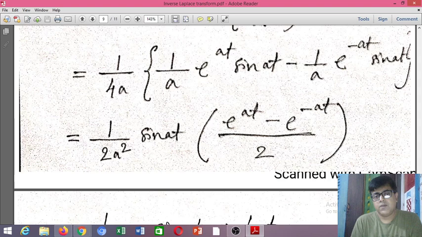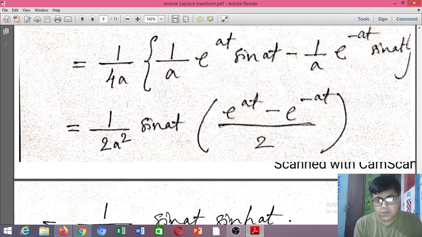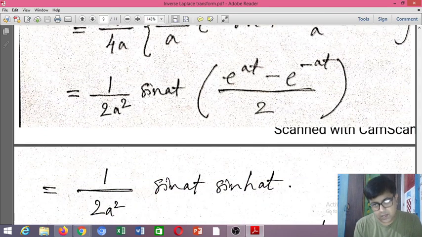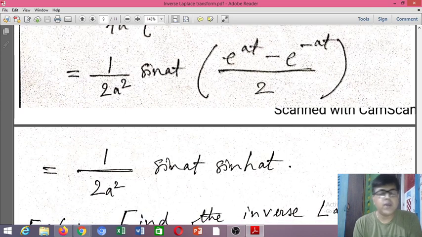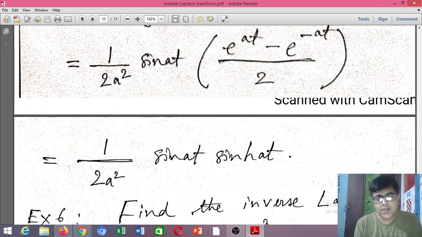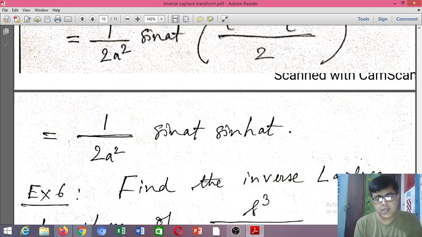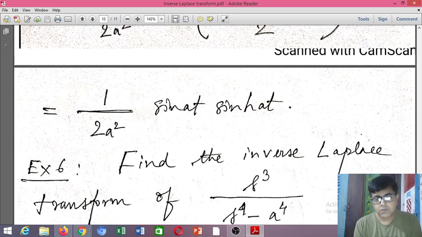Now what is that? That is nothing but sine hyperbolic at. So you get the answer to be equal to 1 by 2a square into sine at into sine hyperbolic at. So that is what you have got. So that is the way we have got the inverse Laplace transform of this function.